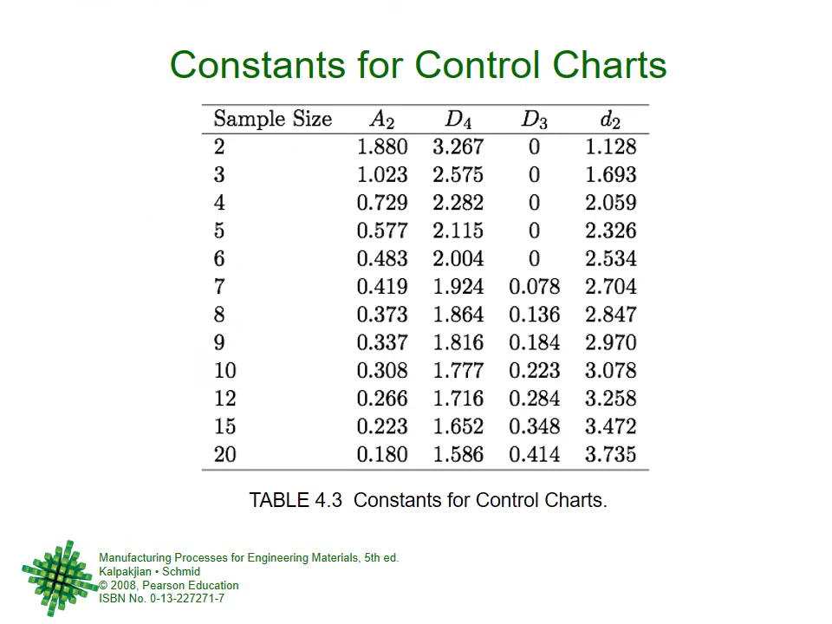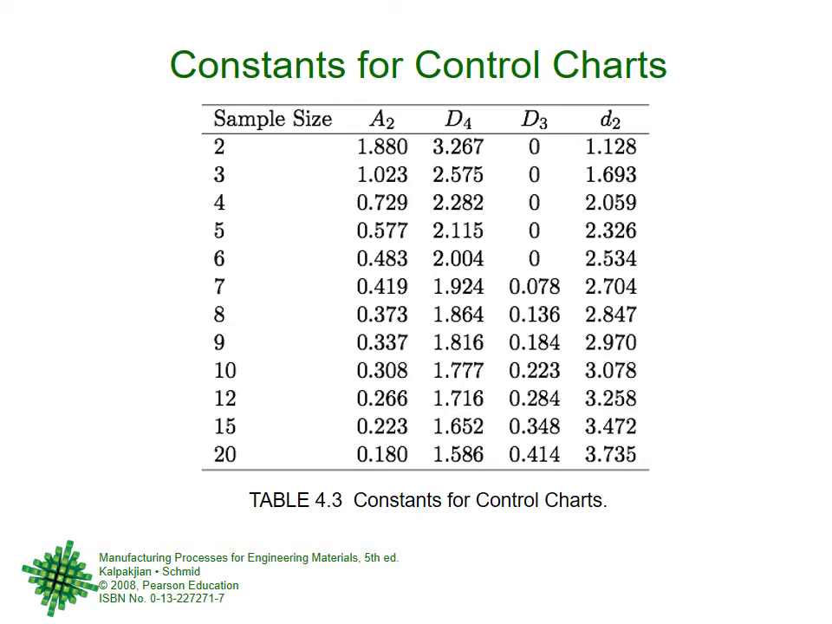This is the table, right? This is the sample size. 2 pieces, 3 pieces, 4 pieces, how many are we testing each time, and then A2, D4, D3, d2, the values, right? So this is it. So if you know the sample size, remember sample size does not mean how many samples you have tested. It means that in one sample, how many pieces are you testing? You are testing it now and again and again.